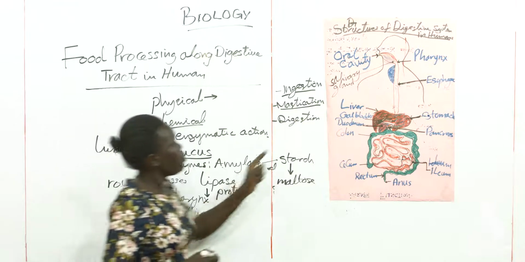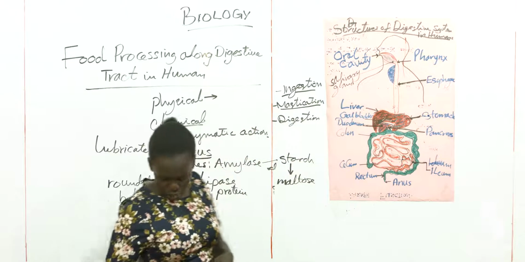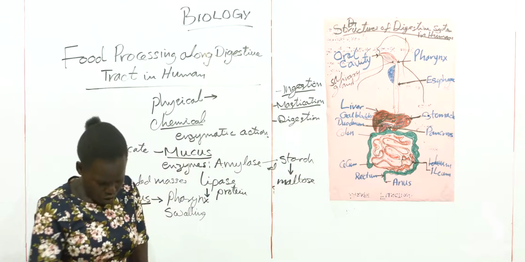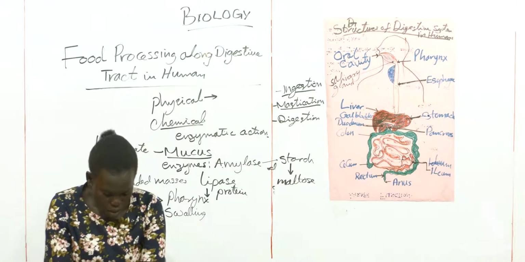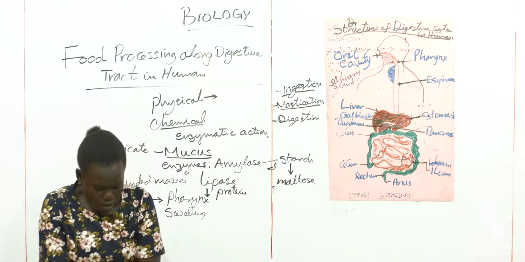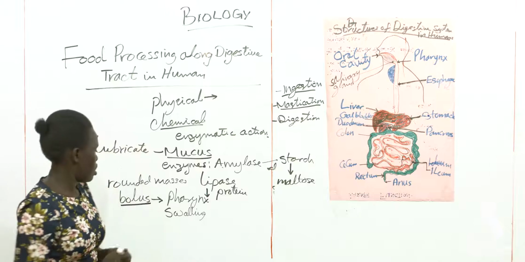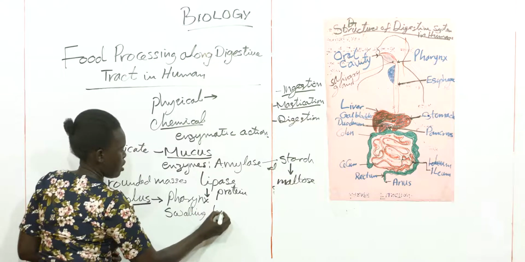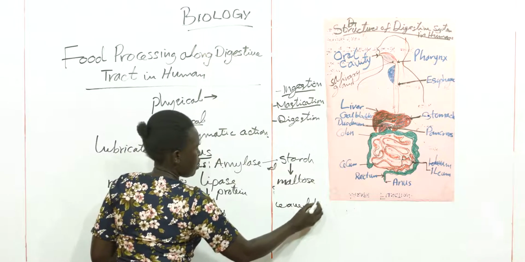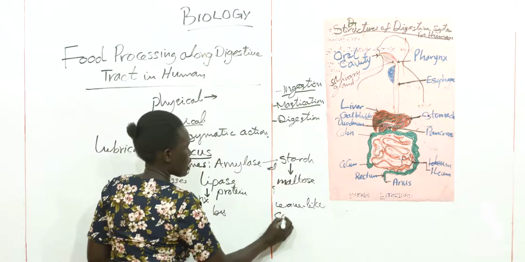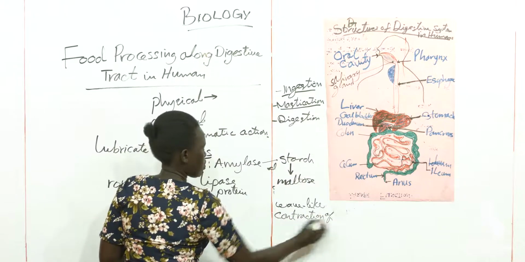The food will start moving from the pharynx to the esophagus. The food comes from the pharynx to the esophagus by wave-like contraction, or wave-like movement, of muscles.